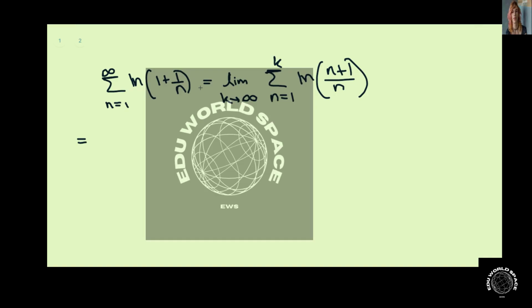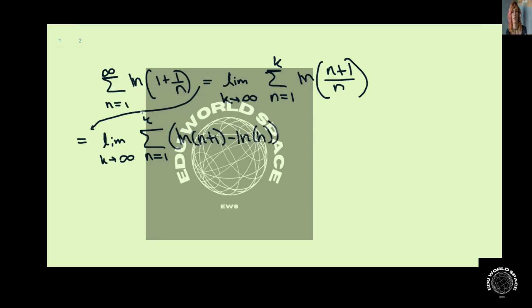So let's rewrite this by using the properties of the logarithm. We know that ln of b over a is ln b minus ln a, just using that property there.